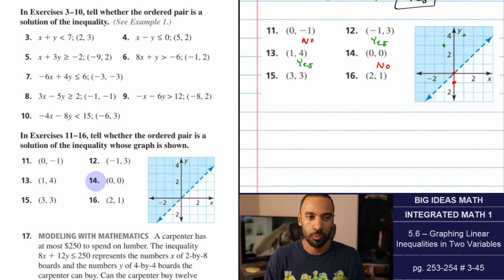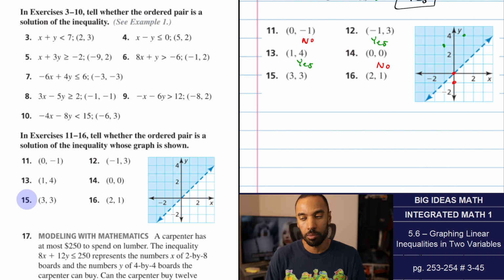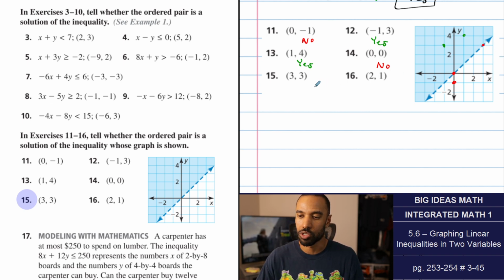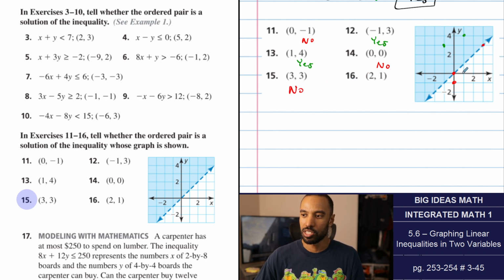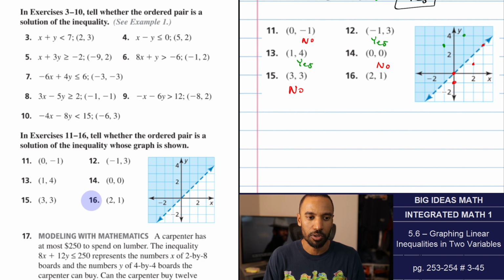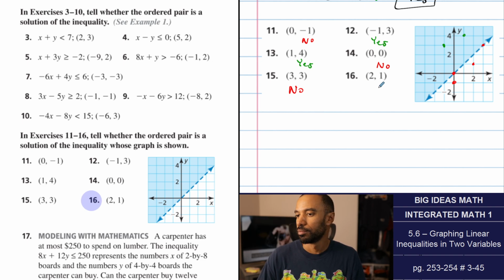Number 15 is (3, 3). Should also be on the dashed portion of the line. Again, if this was a solid line, we'd be good. If it's on a dashed line, no good. So also a no. And then 16, 2 is the x, 1 is the y right there. Also underneath in the shaded region, also a no. So we got several no's going on there.